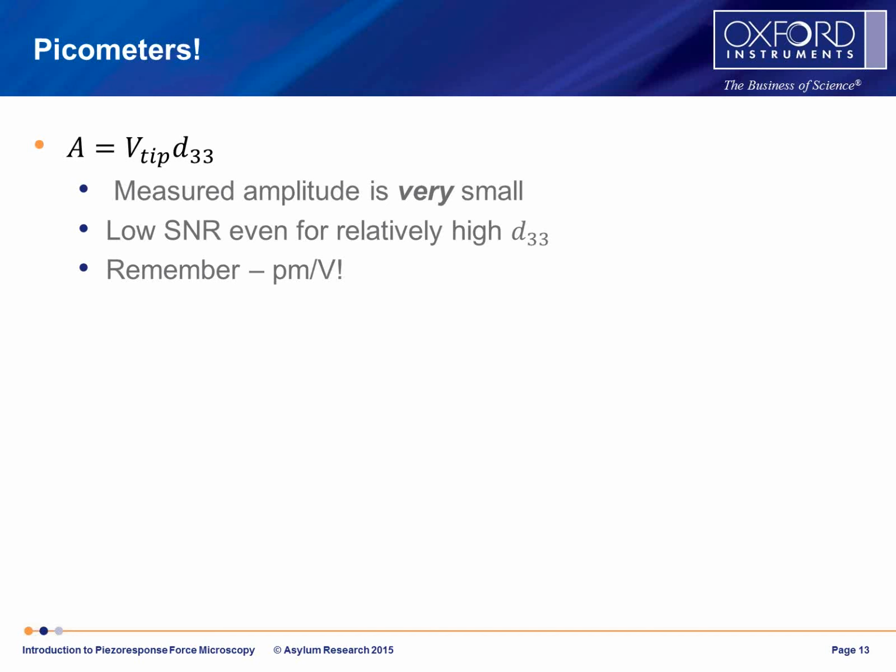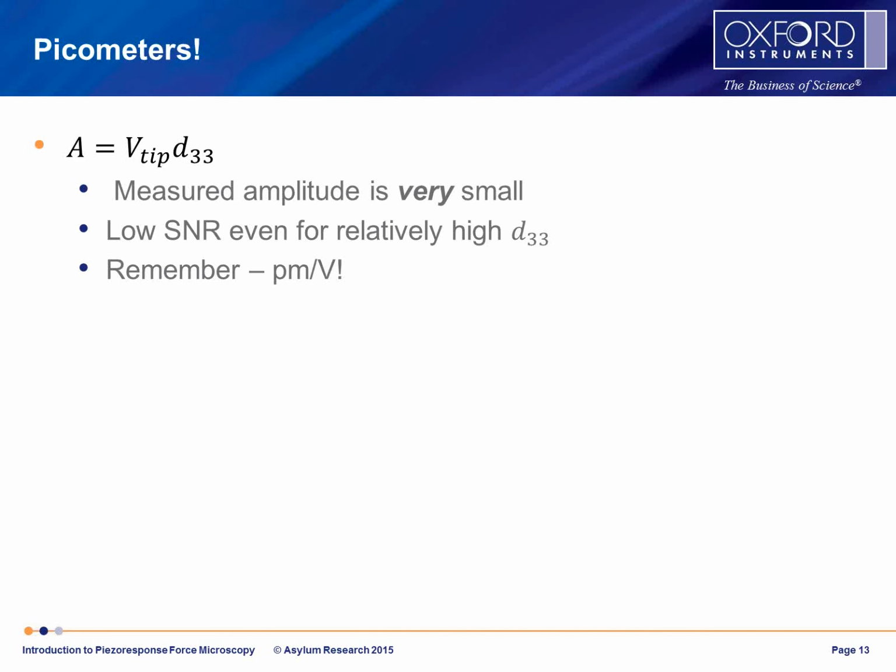I'm going to talk a little bit about some of the experimental reality of making PFM measurements, and I put in this slide picometers with an exclamation mark because picometers are small. If you recall, Sergey showed you the amplitude that we measure is this piezo sensitivity multiplied by whatever voltage we apply to the tip. Typically these numbers are on the order of a picometer per volt, maybe up to 500 picometers per volt for something like PZT. And that means that the measured amplitude is very small, and that typically we'll have a low signal-to-noise ratio even for relatively high D33s. It's a small number.